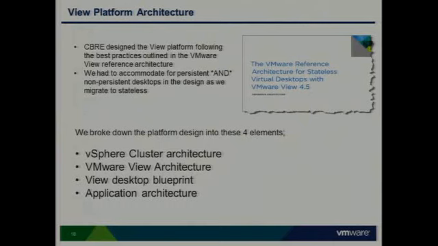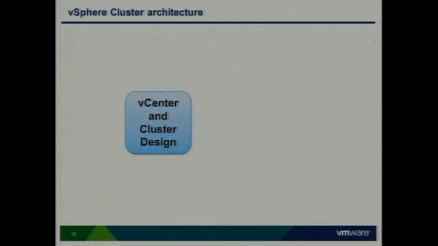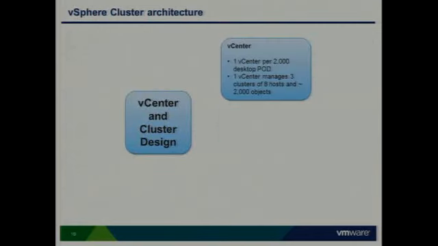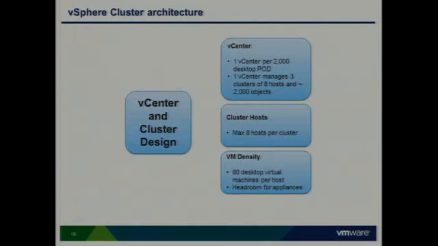So we broke down the platform design into these bits. So it's cluster architecture, View architecture, and desktop blueprint, which we'll go through now. So the vCenter design, part of the reference architecture is that it's one vCenter managing 2,000 objects in the cluster.